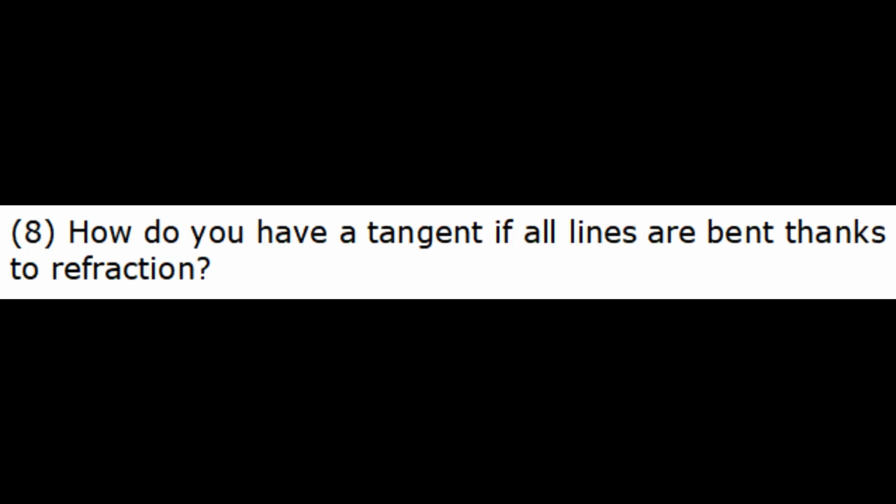Question 8. How do you have a tangent if all lines are bent thanks to refraction? Obviously this is about measuring elevation angles from the horizon and how the light coming from the horizon is curved slightly by refraction as it travels to the observer, and the effect this has on the accuracy of celestial navigation. The short answer is that refraction is accounted for in the dip corrections.